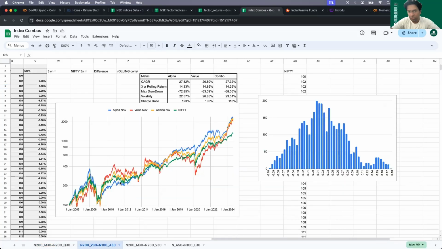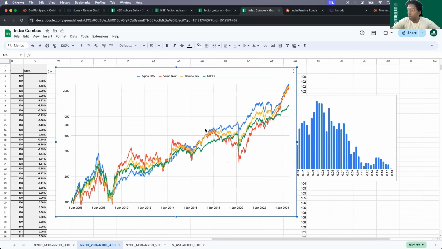You see that when you combine value and alpha, value is in red color, alpha is in blue color, and the combination is in yellow color. This is the graph that I'm referring to. Now you see value outperformed from 2008 onwards till 2016. And from 2016 onwards, value took a backseat and alpha started to perform.